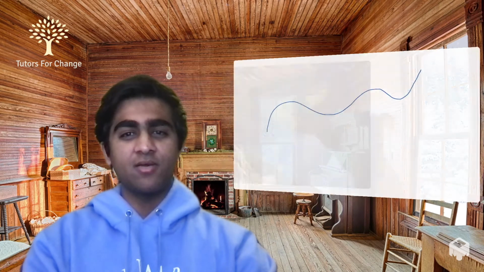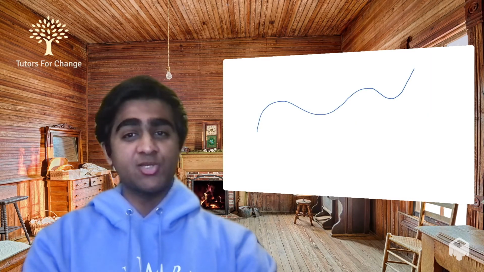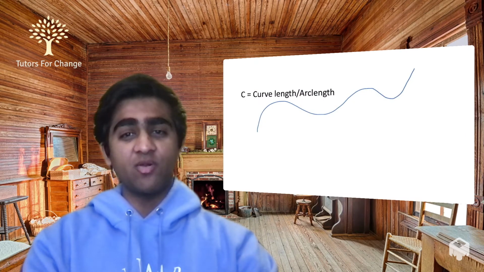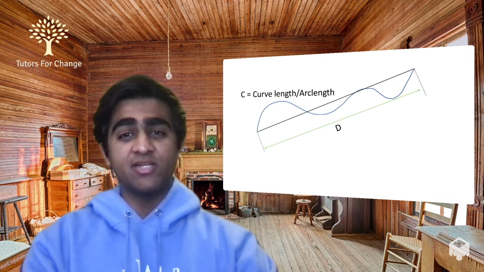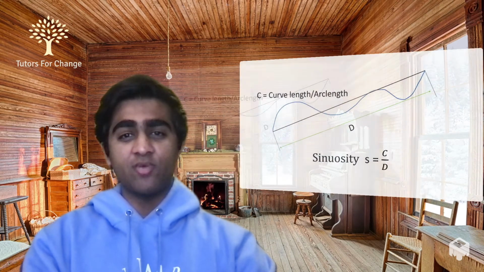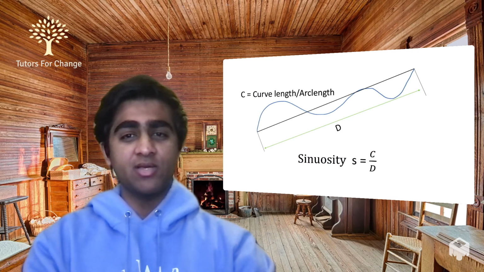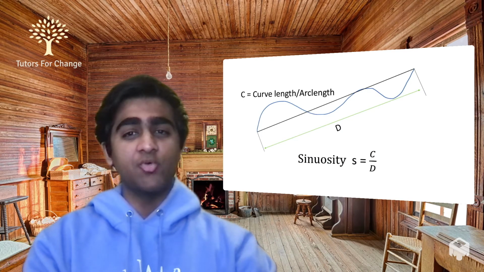Okay, but what does this have to do with rivers? Well, let's take a look at the shape of rivers. Suppose a river has total curve length or arc length c, and the distance between its starting and its ending point as the crow flies is d. Then the ratio between these two quantities is something we call the river's sinuosity.